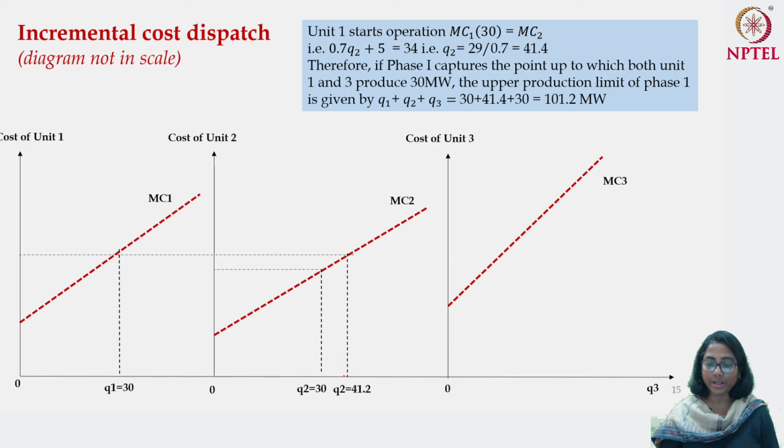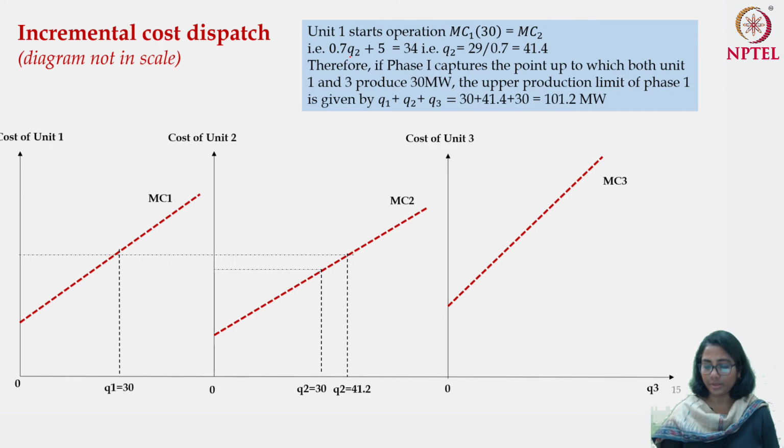So when marginal costs are equalized, it means that the marginal cost that you would need to produce 30 units in plant 1 is the same as the marginal cost that you need to produce 41.2 units in the second plant. Beyond that, it doesn't matter whether you produce in the first plant or in the second plant. So the condition is given by MC1 at 30 should be equal to MC2. Now what is MC1 at 30? That is 34. So MC2 is 0.7 Q2 plus 5.